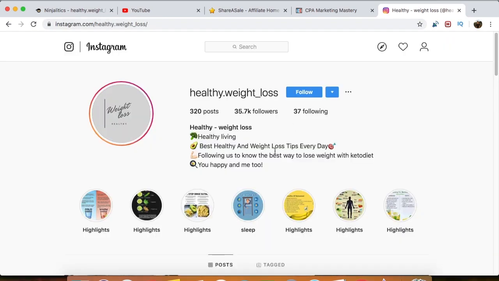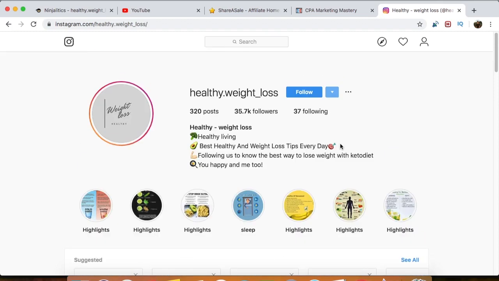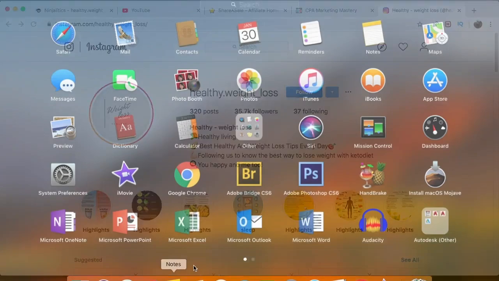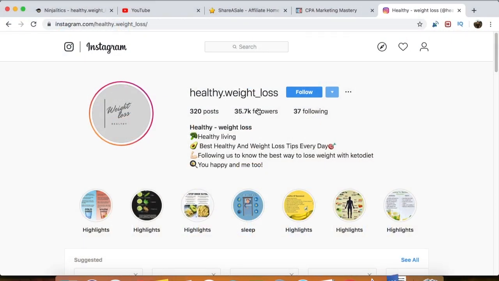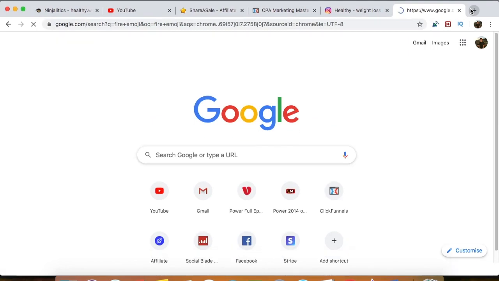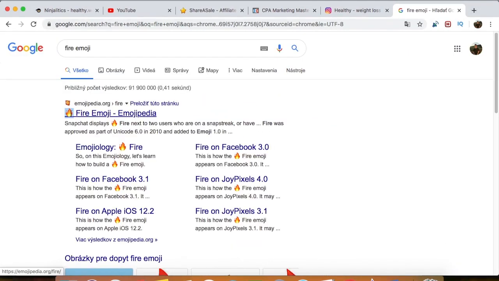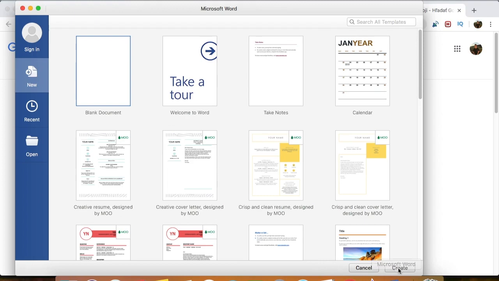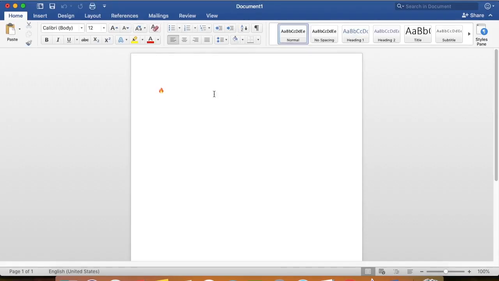Now all you have to do, if you're going to be promoting weight loss products, is message them. I think you can do this on your phone, not the Mac, so make sure to message them on your phone. Let me open my Word document, and this is exactly what I would do. I'm going to use the fire emoji, and this is the exact message I would send them. I'm sure they would message me back.